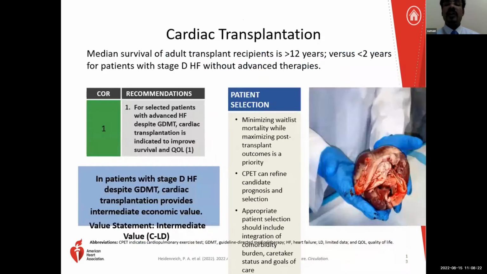and finally cardiac transplantation. For cardiac transplantation, the median survival of transplant recipients is more than 12 years, versus less than 2 years survival for patients with stage D heart failure without advanced therapies. So definitely cardiac transplantation is a good option, but it has technical difficulties because of availability.